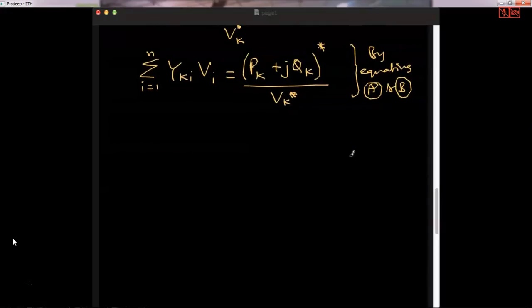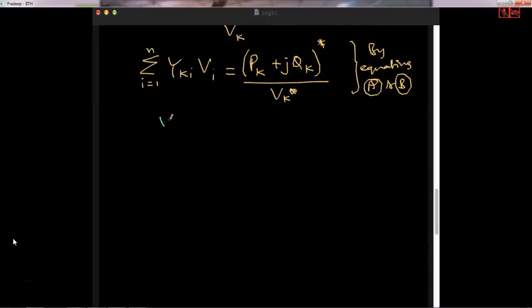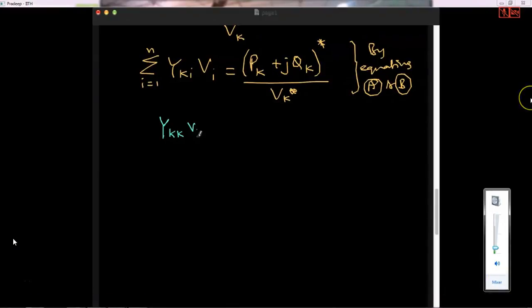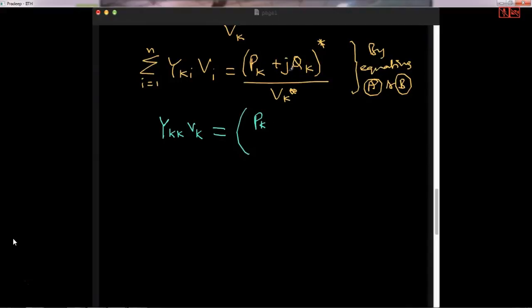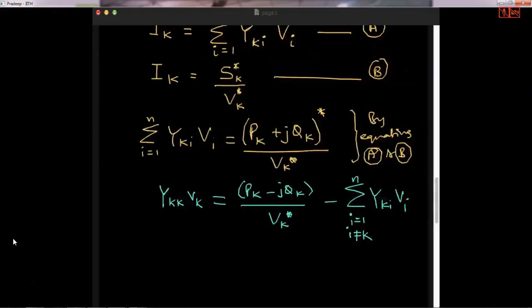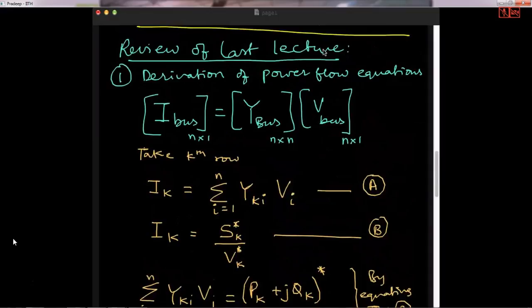So the next step is again very straightforward. I want to keep only one term here, that is Ykk into Vk. And the remaining all terms, I want to take it to the other side. So what I'll get? I'll get Pk. So by the way, this conjugate, if I apply, then it will become Pk minus jQk divided by Vk conjugate. And then minus, I'll get same thing again, summation i equal to 1 to n, except i not equal to k. So only for that one element will not be there. So this will be yki vi. So by the way, what I'm deriving is actually the Gauss-Seidel load flow. So this is Gauss-Seidel equations.